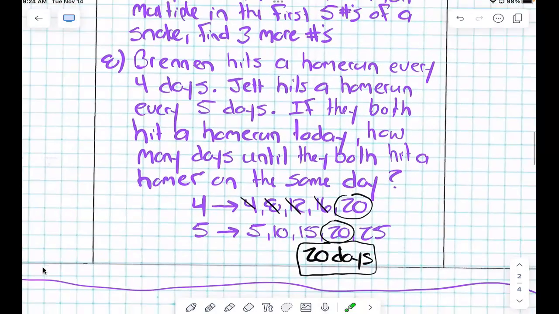Okay, word problem. Read it carefully. Make sure you pay attention to the wording and see what you need to do. We good?